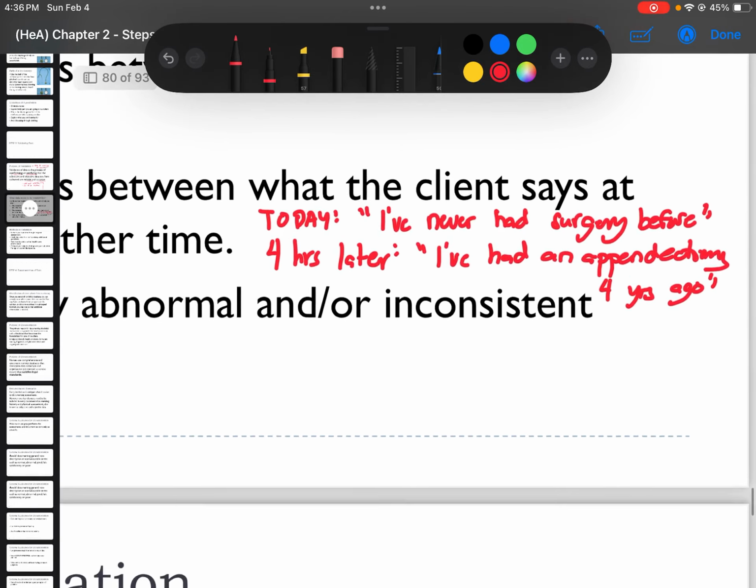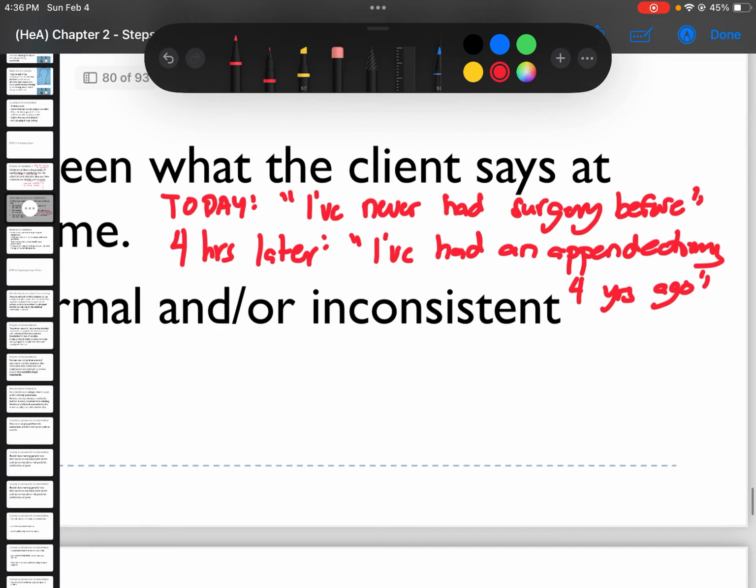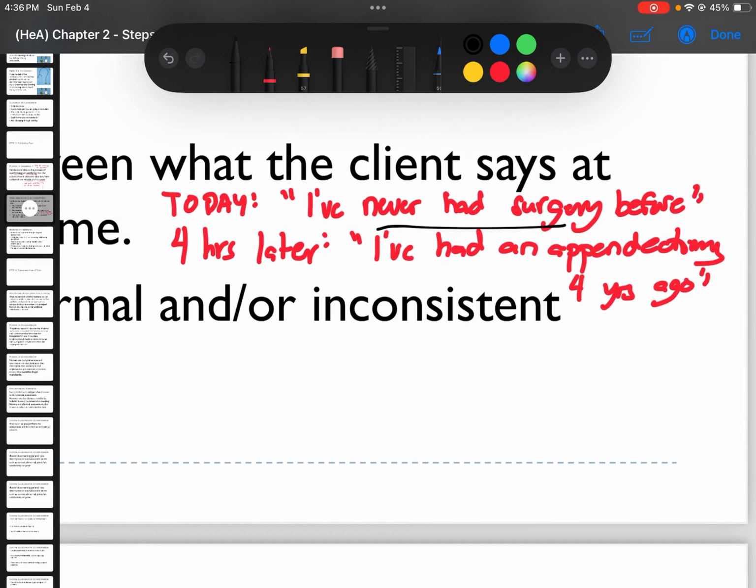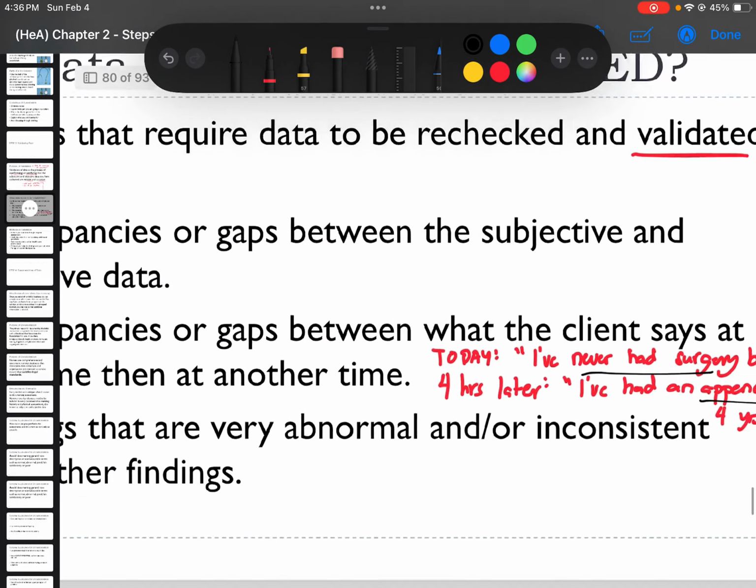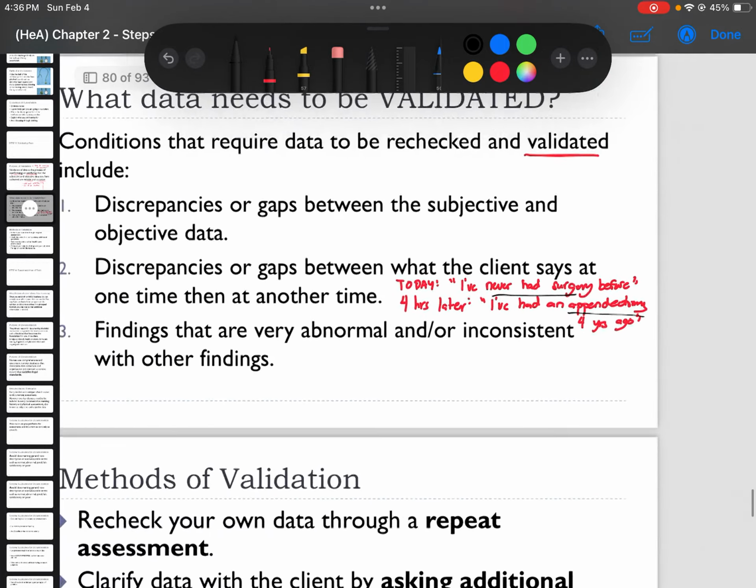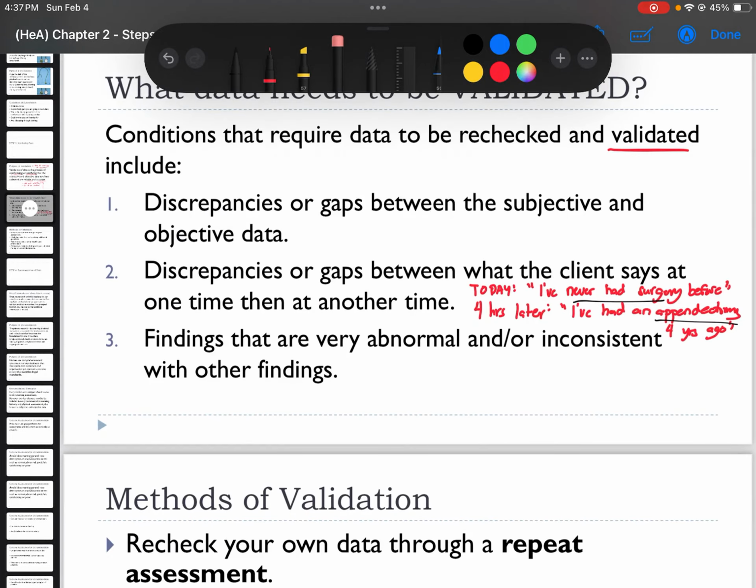Now, those are two conflicting data points, no? The first statement says that they had never had any surgery before. But 4 hours later, the patient told us that they had an appendectomy 4 years ago, which is a surgery. So that is a type of conflicting data. In that instance, class, we need to revalidate or to confirm with the patient what the truth is, right? Okay?